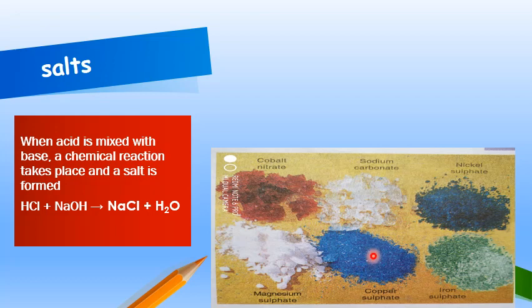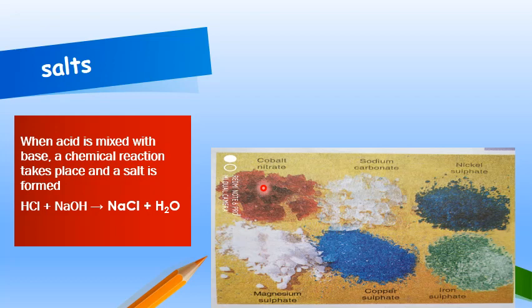The sodium carbonate is also a salt, a white color salt. Nickel sulfate is a dark blue color salt. Iron sulfate is green in color. Magnesium sulfate is white crystals or powder. Cobalt nitrate is brown in color. These are all salts, but they are different salts.